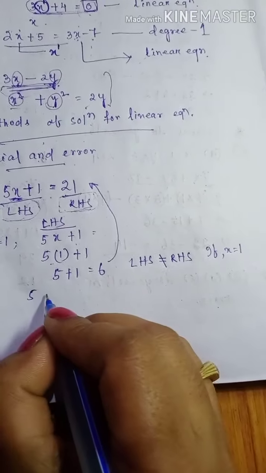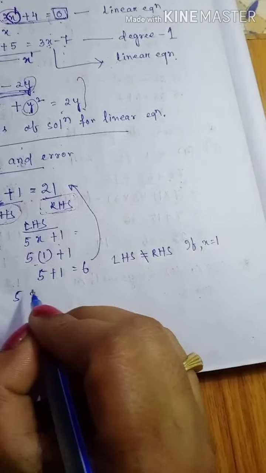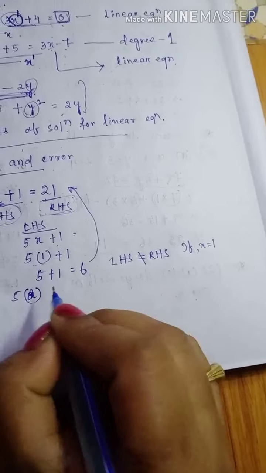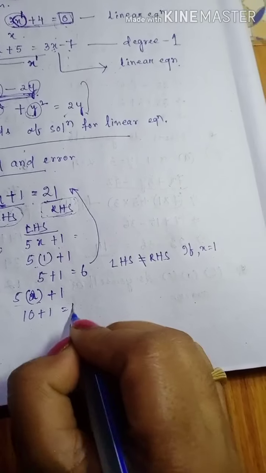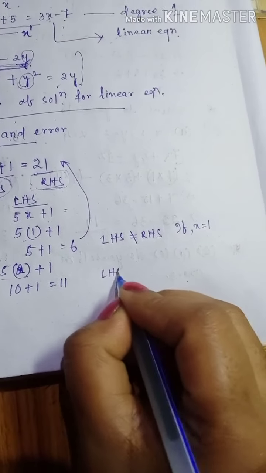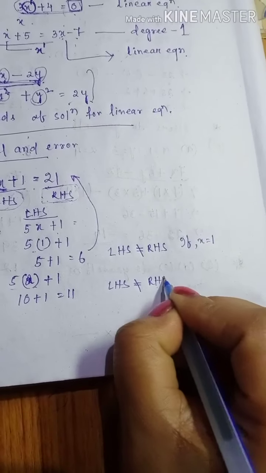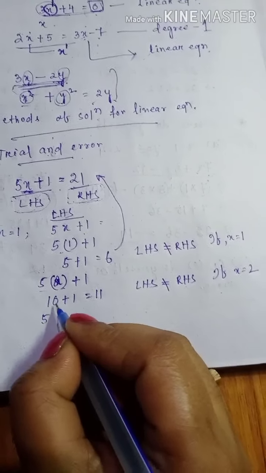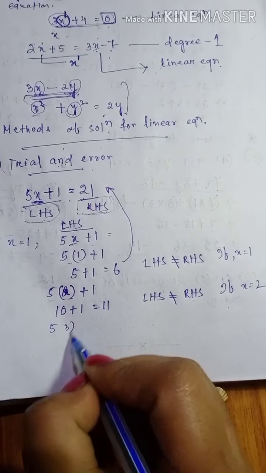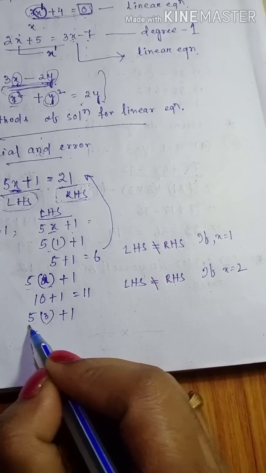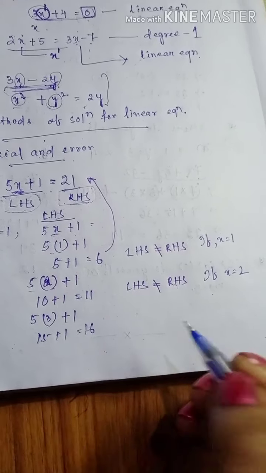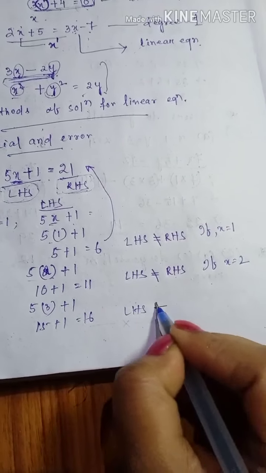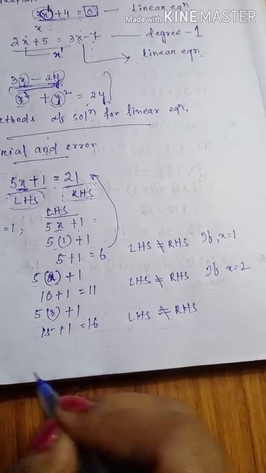Again I will try for x is equal to 2. 5 into 2 plus 1, what do I get here? 5 twos are 10 plus 1, that is equal to 11. Here also LHS is not equal to RHS if x is equal to 2. Again 5 into 3 plus 1, then what answer am I getting here? 15 plus 1 is equal to 16. Here also LHS is not equal to RHS.